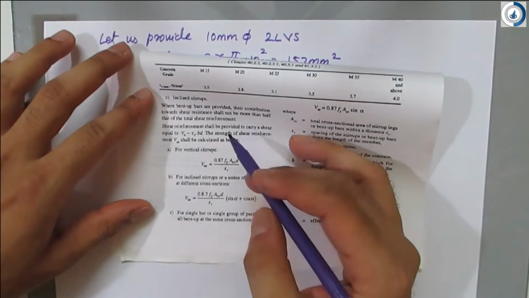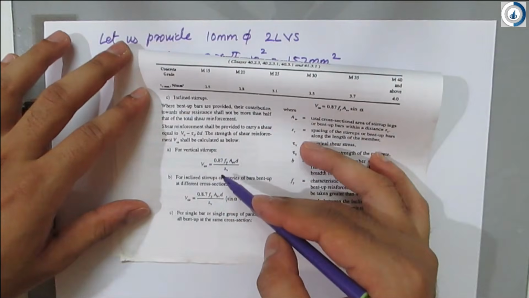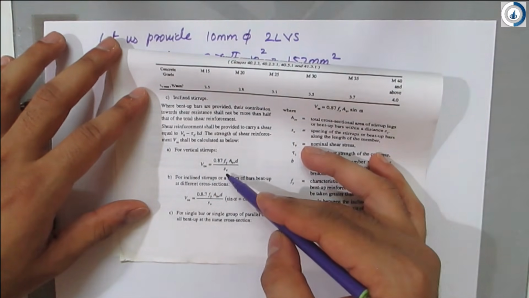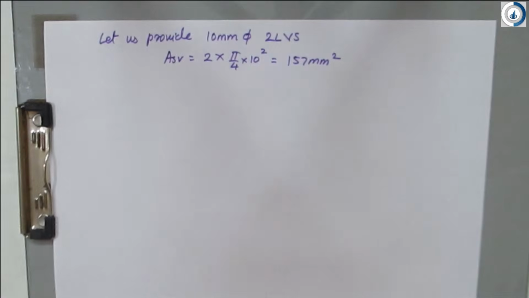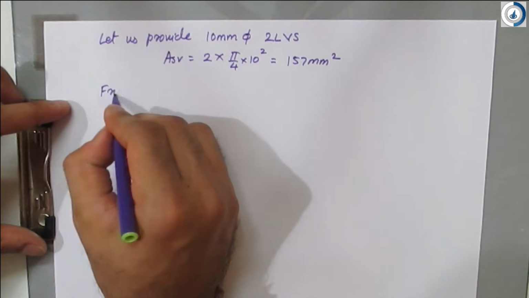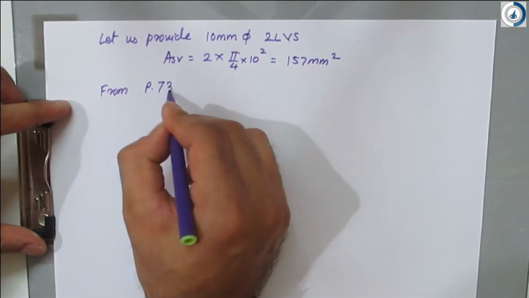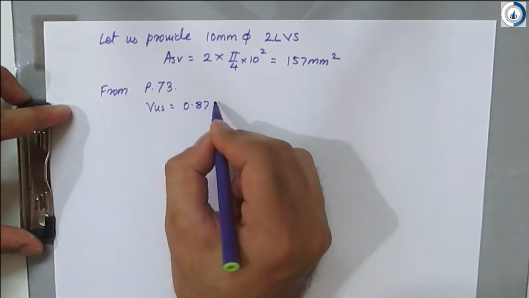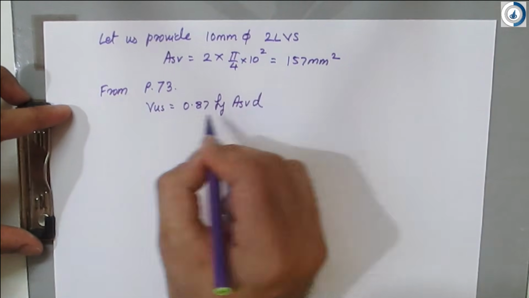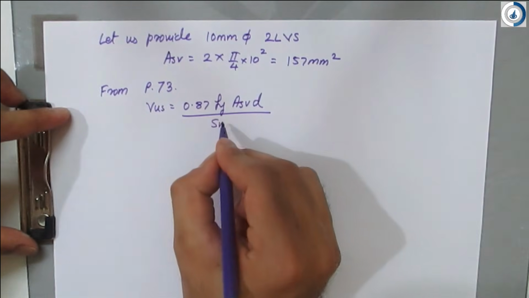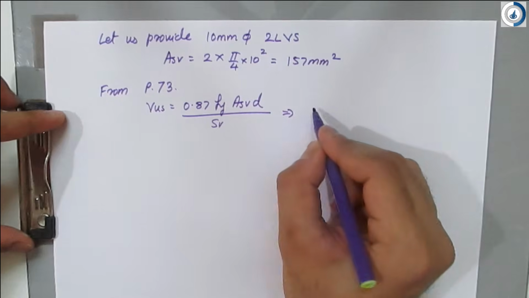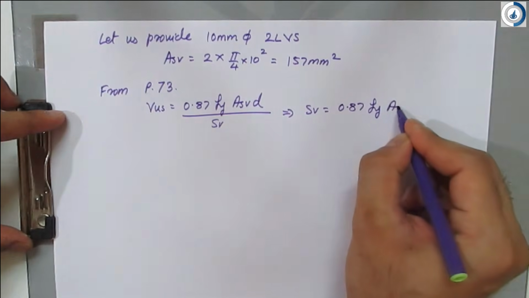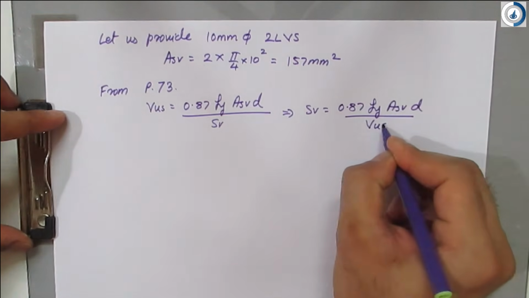After that tau C table, they have given for vertical stirrups, this formula you have to use. VUS equal to 0.87 Fy ASV D divided by SV. So you have to find out now spacing. From page number 73, VUS equals 0.87 Fy ASV D divided by SV. So from this SV is unknown, therefore SV equals 0.87 Fy ASV D divided by VUS.